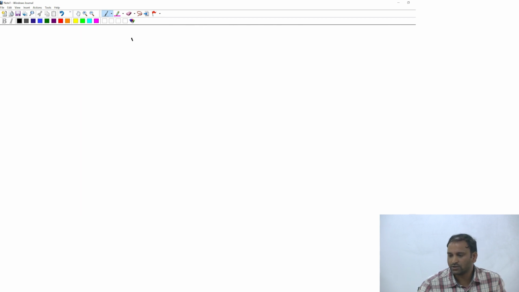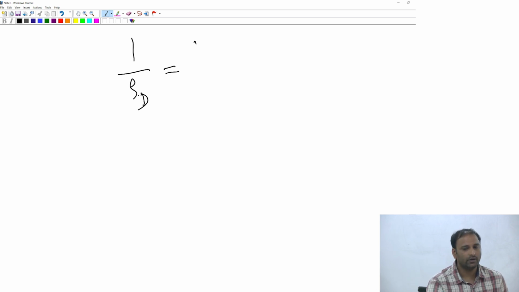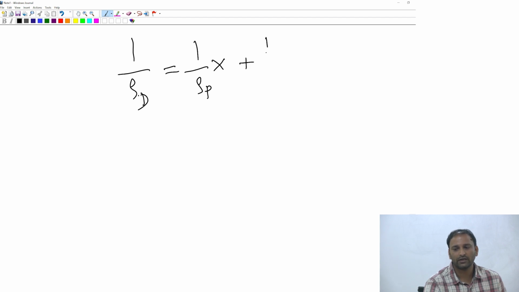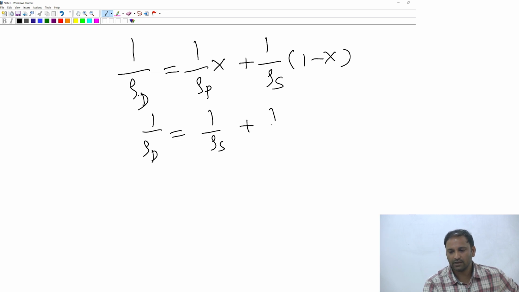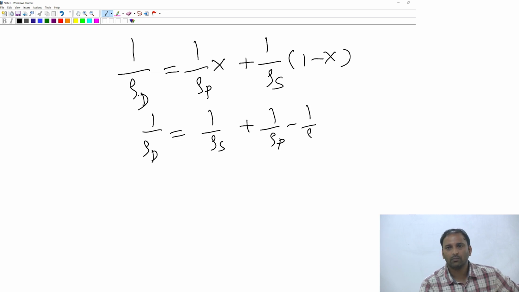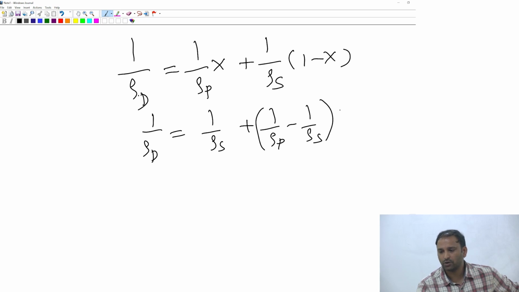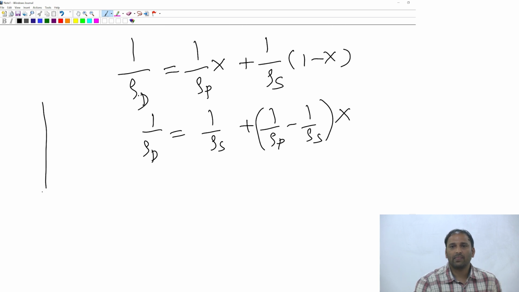Therefore, I can write this as 1 over rho of your dispersion is going to be 1 over rho of particles times the mass fraction, plus 1 over rho of solvent times 1 minus X. If you rearrange this, what you would get is 1 over rho of D is 1 over rho of solvent plus 1 over rho of particle minus 1 over rho of solvent, multiplied by X.